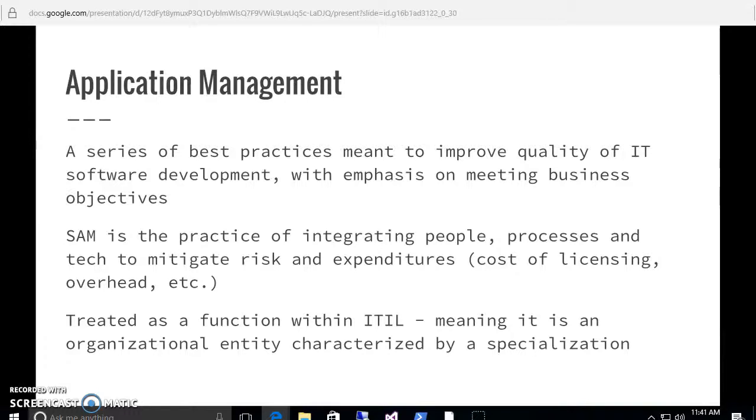Application management is treated as a function within ITIL, meaning, as we mentioned earlier, it's an organizational entity characterized by a specialization. In this case, improving the quality of software development and software use throughout its life cycle.